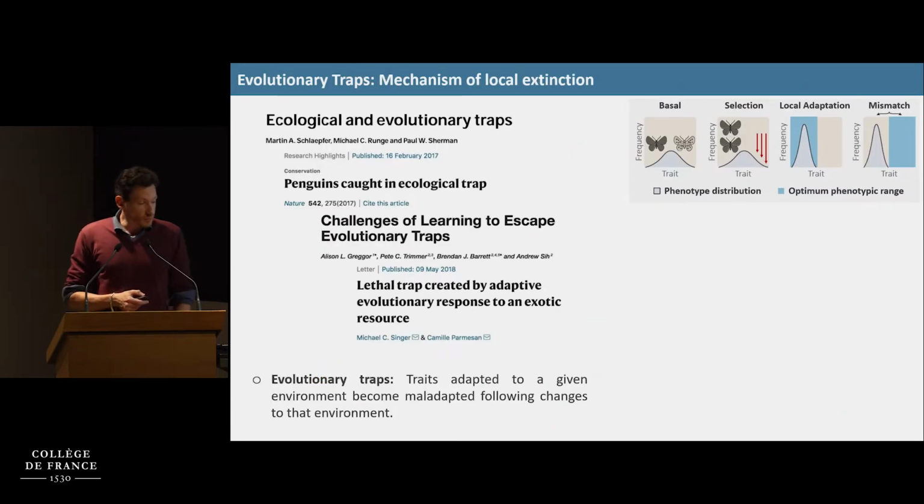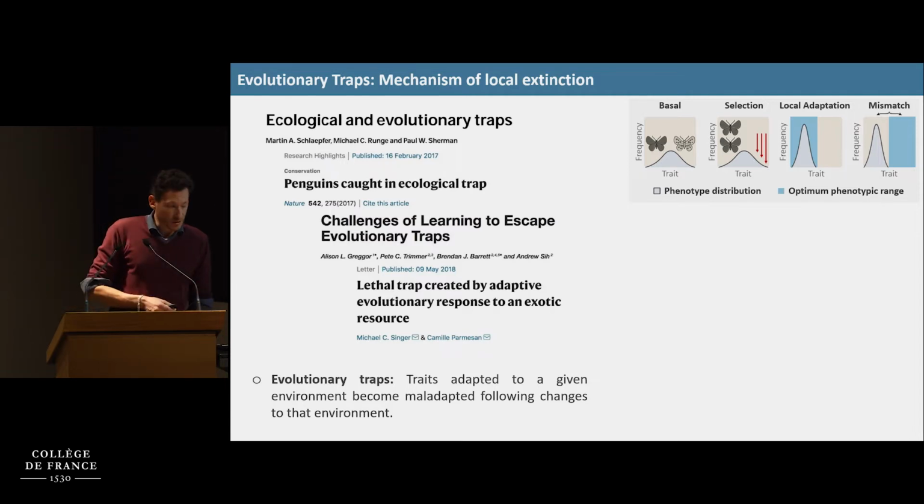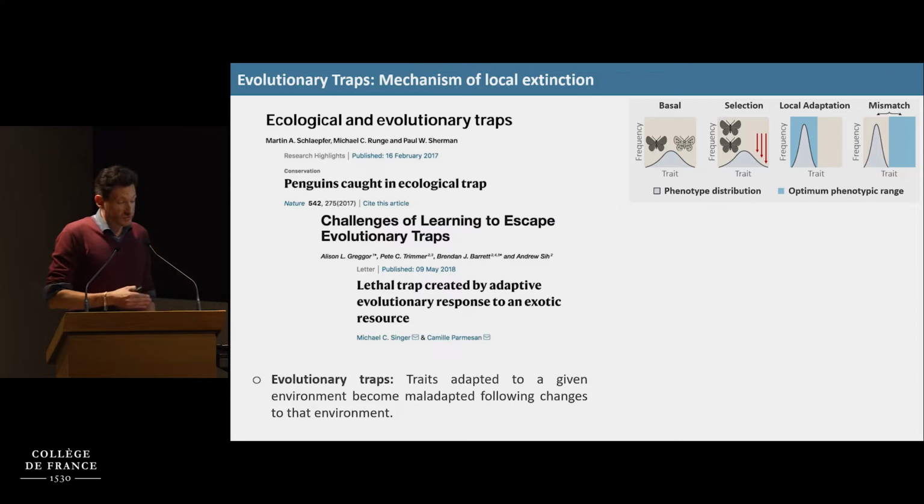One such mechanism of local extinction is called evolutionary traps. These traps have been involved in local demise of numerous organisms, from birds to turtles to butterflies. These traps occur because specific traits of a given organism that are well adapted to a given environment can become suddenly maladapted following changes that could drastically appear to that environment.